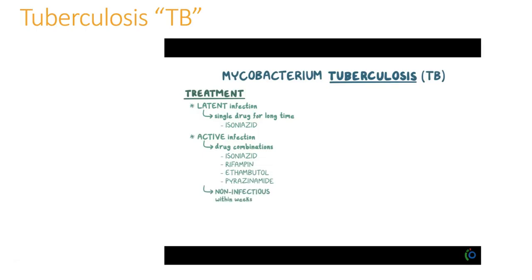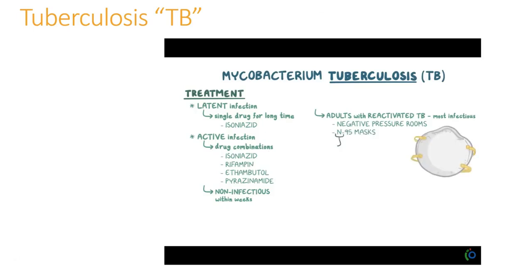Until that point, though, patients can spread TB to others, and it's typically adults with reactivated TB that are the most infectious. As a result, patients are typically kept in negative pressure rooms, and visitors are asked to wear protective N95 masks that can't filter out oil aerosols, N for not resistant to oil, but can filter out at least 95% of other aerosols, in this case TB.